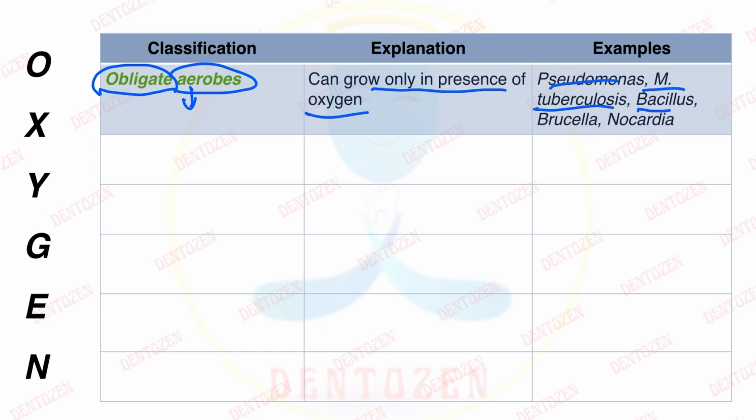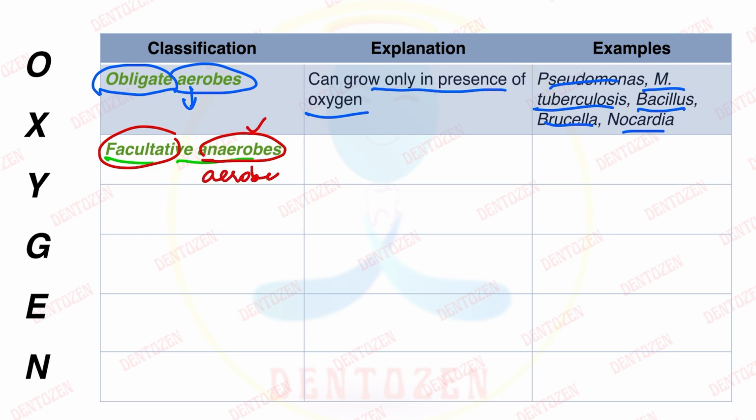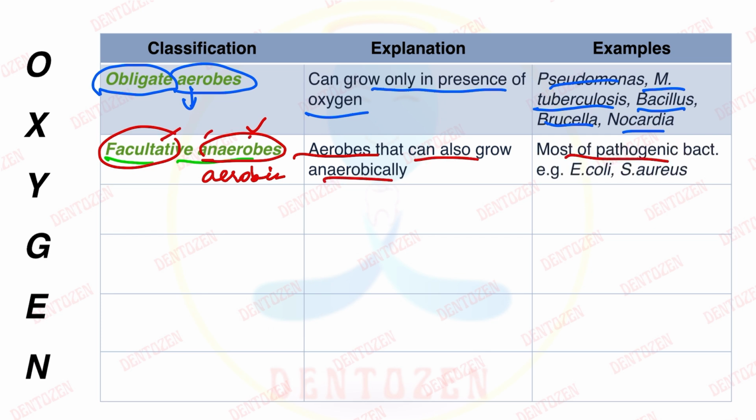Then they can be facultative anaerobes. Facultative means optional. Anaerobe means no oxygen is required. So usually they are aerobic, but they can also grow in the absence of oxygen. So those are facultative anaerobes. Optionally anaerobic. Example, most of the pathogenic bacteria belong to this group. Example, Escherichia coli, Staphylococcus aureus.